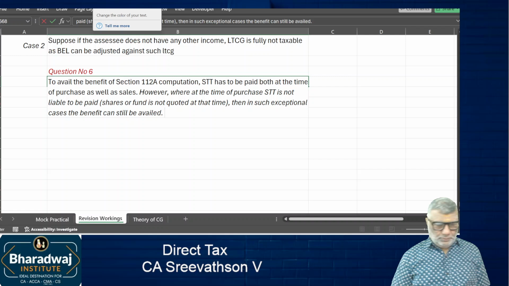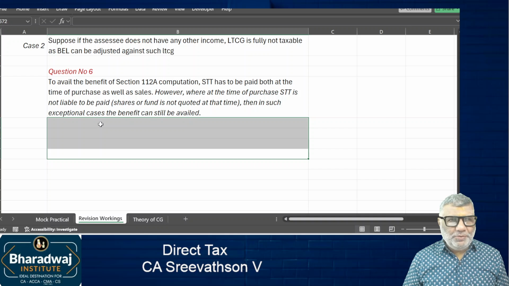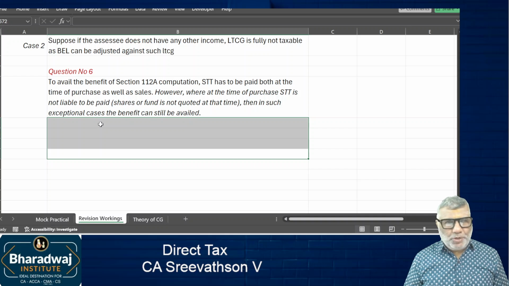So what is the significance of the net asset value? Because of 30, you take the highest value. Since they have not quoted on that particular day, they have given the net asset value. Don't worry, you take the highest value.